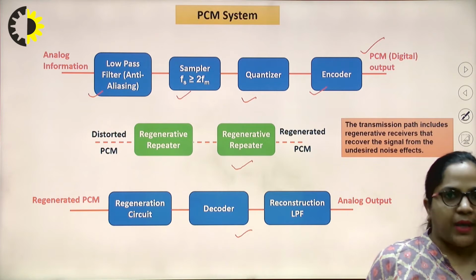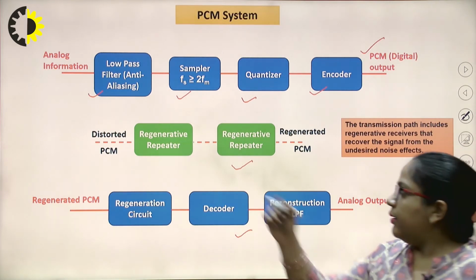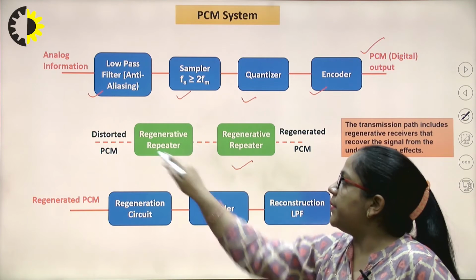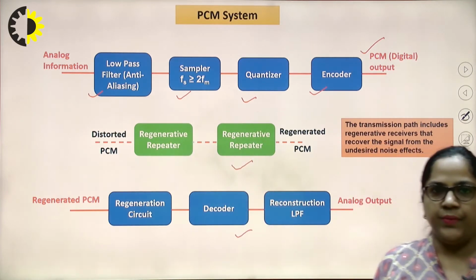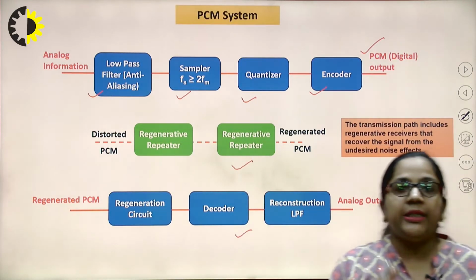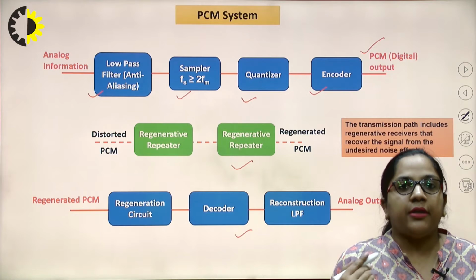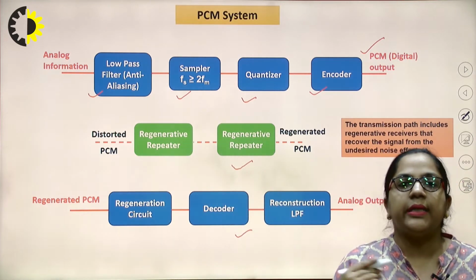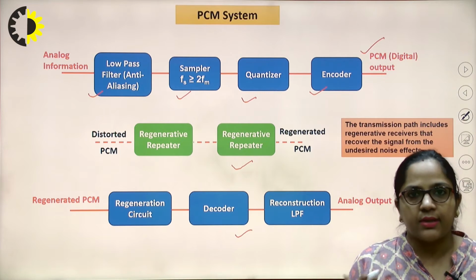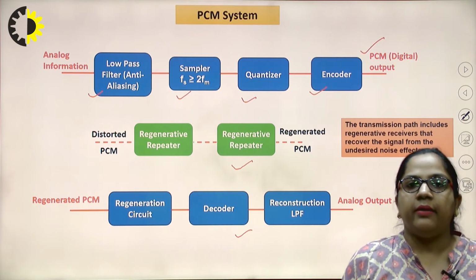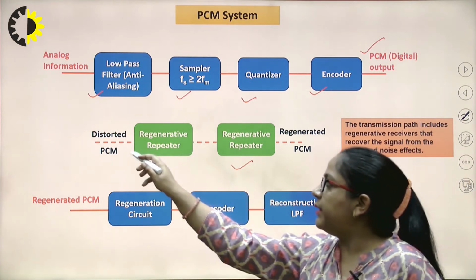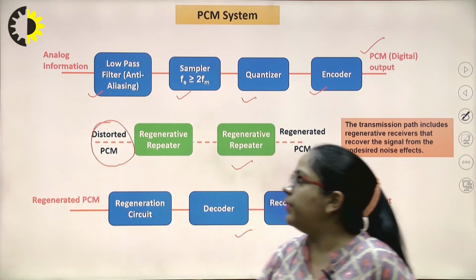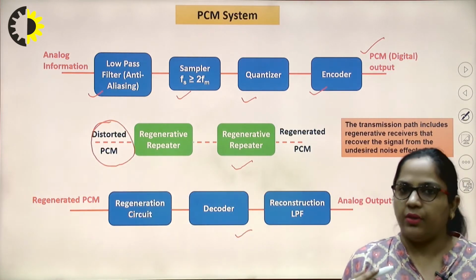The transmission path, this is the transmission path. This transmission path includes some regenerative repeaters, or regenerative receivers. What these regenerative repeaters will do is recover the signal from the undesired noise effects. When traveling through the channel, the signal will become distorted due to the effect of noise.